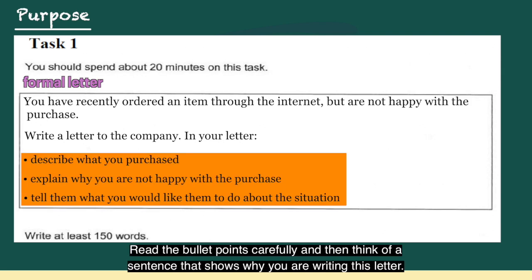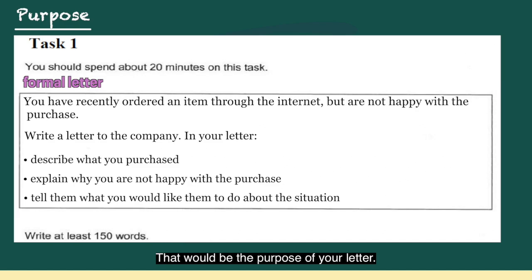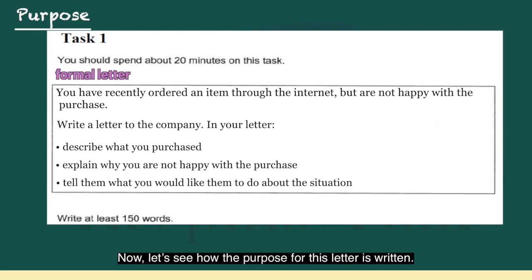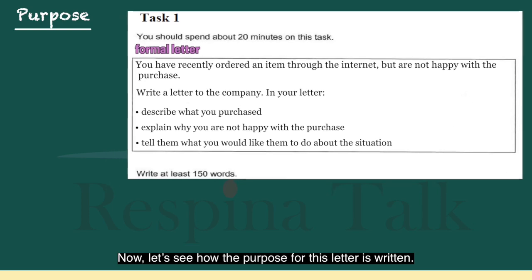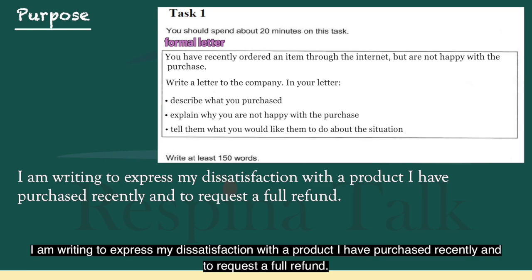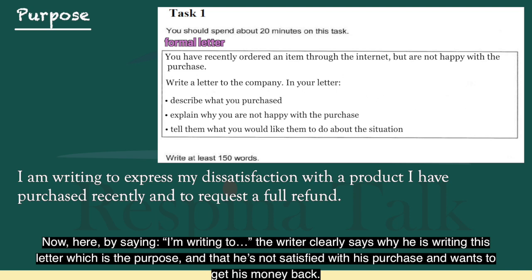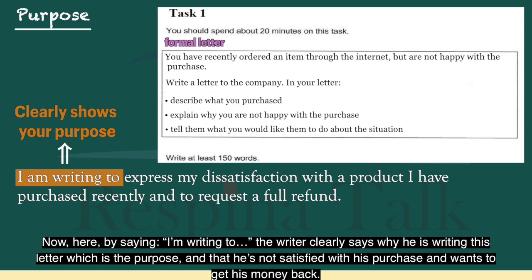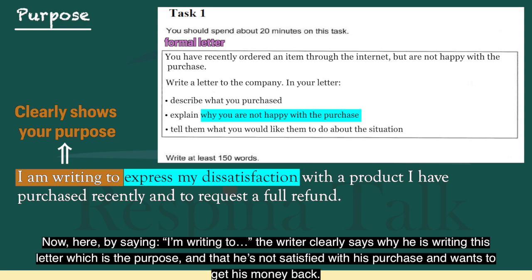Read the bullet points carefully and then think of a sentence that shows why you are writing this letter. That would be the purpose of your letter. Now let's see how the purpose for this letter is written. I'm writing to express my dissatisfaction with a product I have purchased recently and to request a full refund. Now here, by saying I am writing to, the writer clearly says why he's writing this letter, which is the purpose, and that he's not satisfied with his purchase and wants to get his money back.